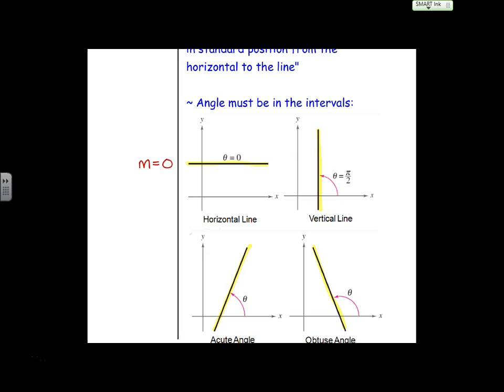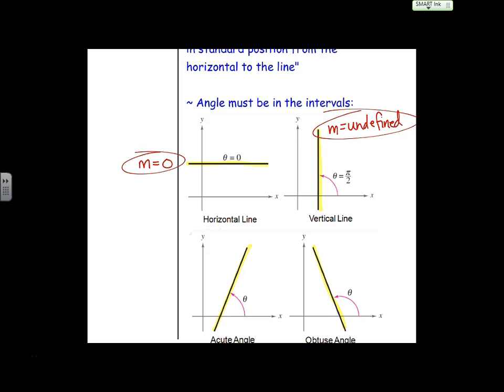And we talked about this earlier this year, in the first semester. But if you were to ski that, how's that going to go for you? Undefined. Cross-country skiing on a horizontal line, m equals 0. On a vertical line, m is undefined.